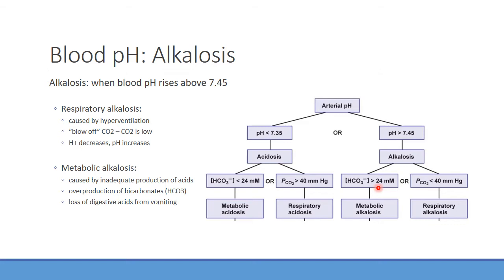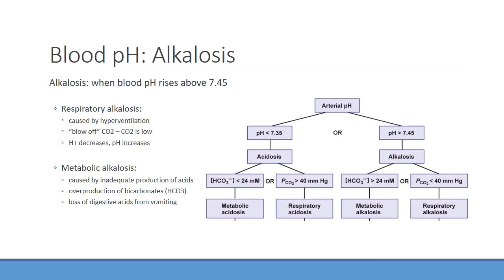You can also have some loss of digestive acids from vomiting. So loss of those acids would also lead to pH being elevated as well. Okay. The other side of that is going to be the respiratory alkalosis, which would be indicated by that partial pressure CO2 on the ABG, less than 40 millimeters of mercury. And that could be caused by hyperventilation.